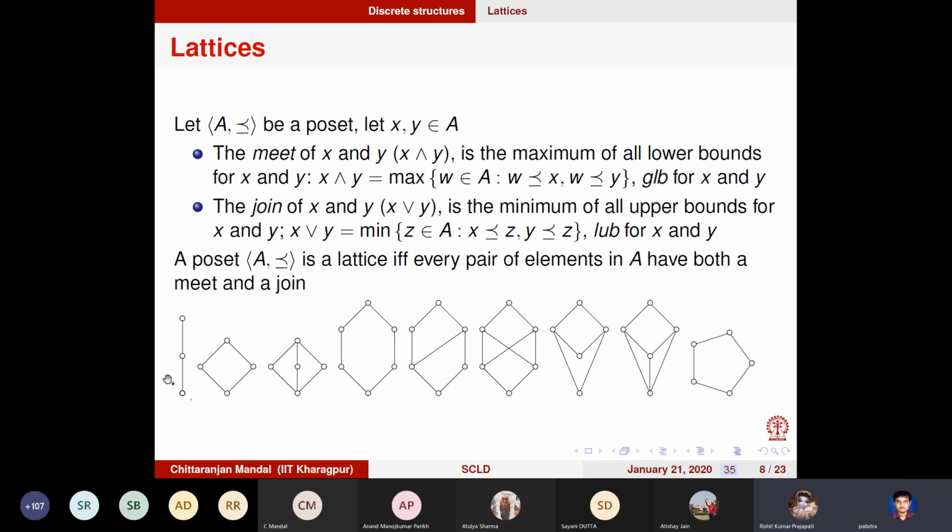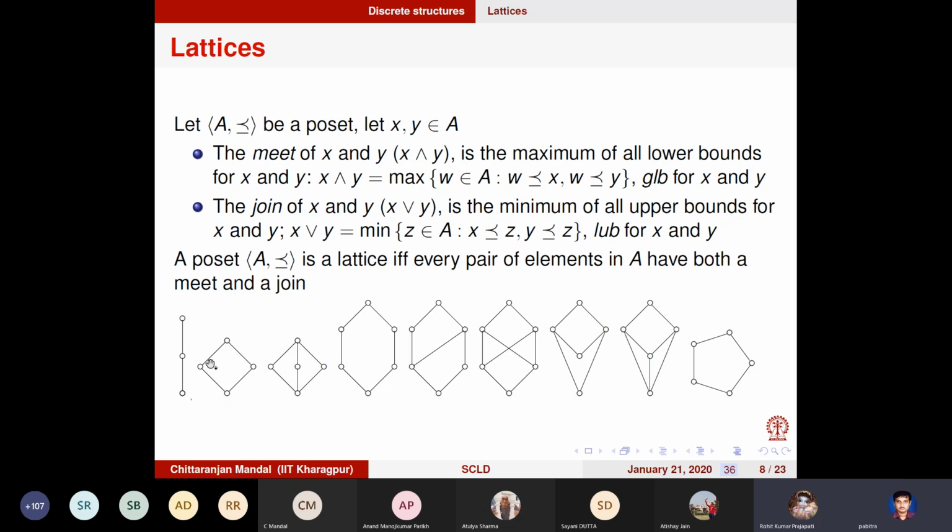So suppose this was a chain containing 4 elements. If you take the middle two, what is the meet? What is the join? Suppose this is a k element chain. You take any two elements which are neither the beginning nor the end of the chain. What are the meet and the join for them? Sir, the meet should always be the lower one, and the join should always be the upper one. Exactly. So for a chain, the meet and join are very simple to decide.